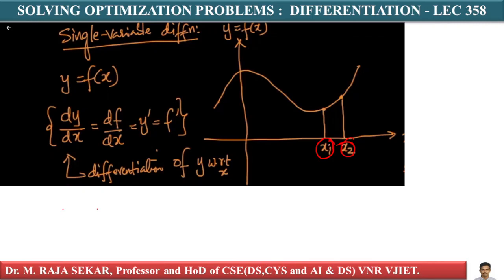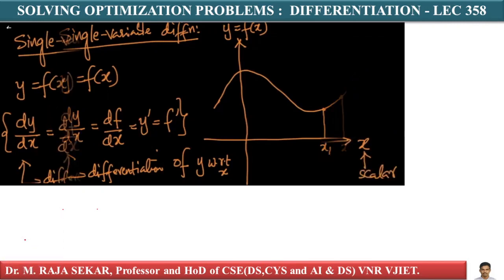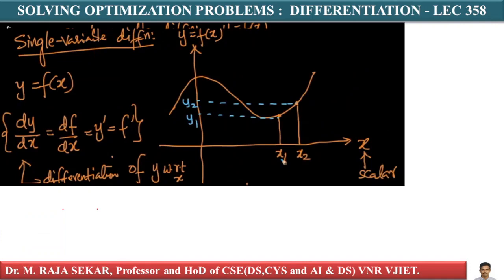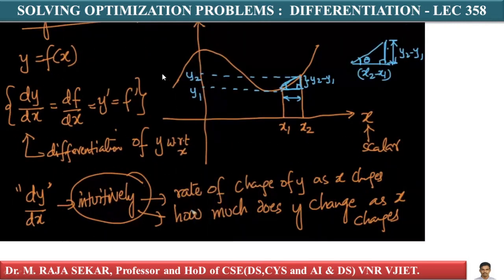So now differentiation intuitively means the rate of change. What is this rate of change? We will try to understand intuitively. What it means is, just see how much does y change as x changes. That's what it intuitively means. Basically, rate of change of y with respect to x. We can also think of it as rate of change of y as x changes.